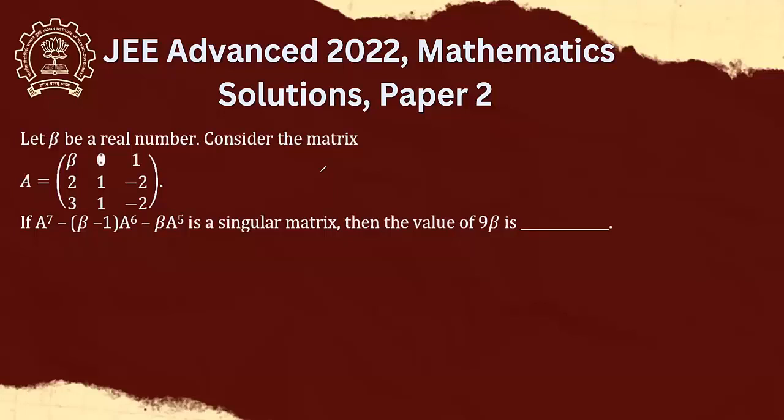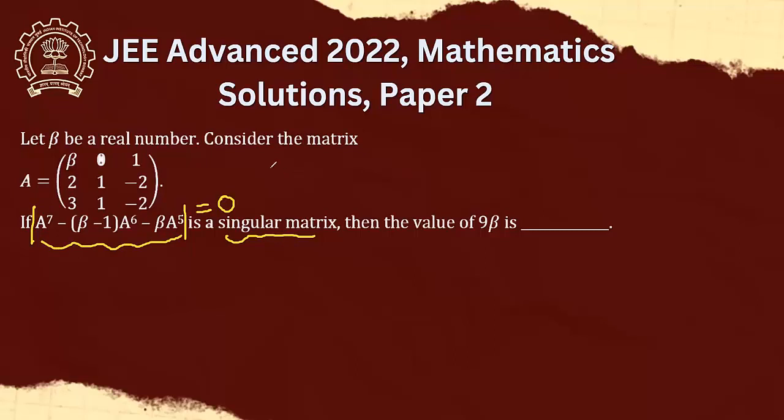Let beta be a real number. Consider the matrix A here. If this matrix is a singular matrix, then what is the value of 9 beta? The determinant of this, if you simplify, will be a matrix. The determinant of that matrix has to be 0 for it to be a singular matrix. So first we'll try to simplify and find out the value of this matrix.